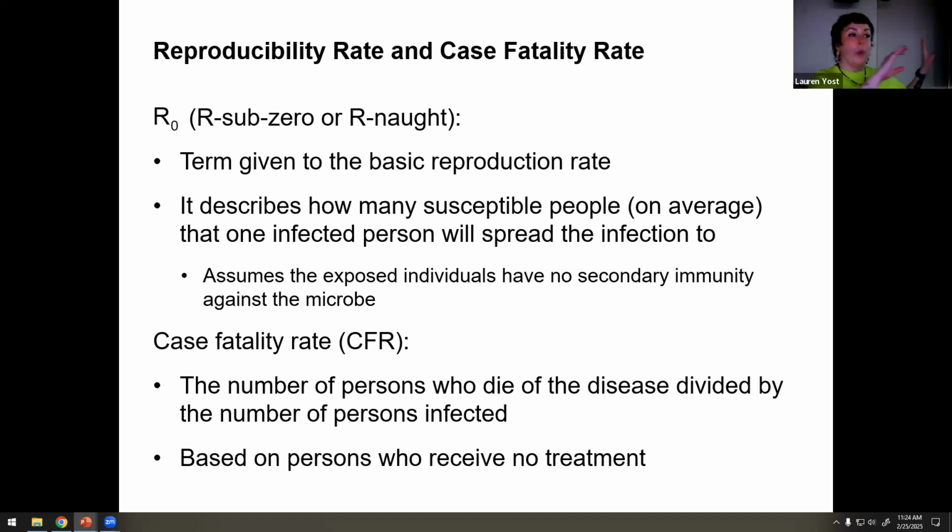The case fatality rate. This is when you get the disease, the likelihood that you're going to die from it. Not the likelihood that everybody's going to die from it. The likelihood that if you get the disease, you're going to die from it without treatment. So with HIV, the likelihood that you're going to die from it with treatment is completely different than the likelihood you're going to die without treatment. HIV is 100% fatal without treatment. But if you get treatment, you can maintain a perfectly normal life and die of natural causes, right? So case fatality rate deals with no treatment.